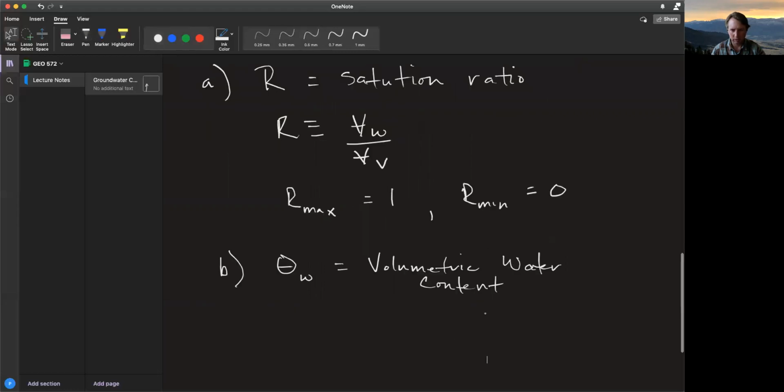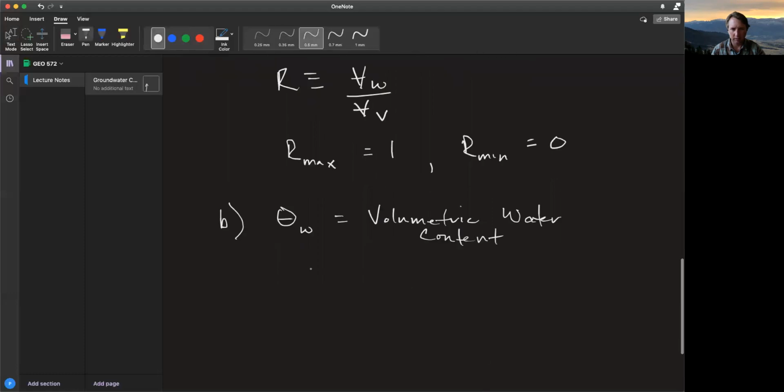And this ratio, volumetric water content, is defined as the volume of water, all right? But now it's normalized by the total volume of the REV, all right?